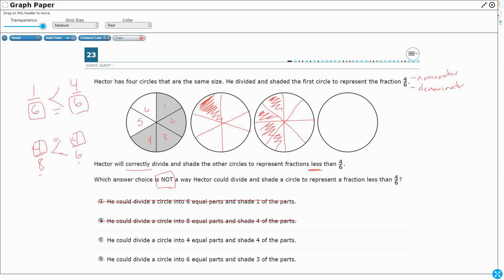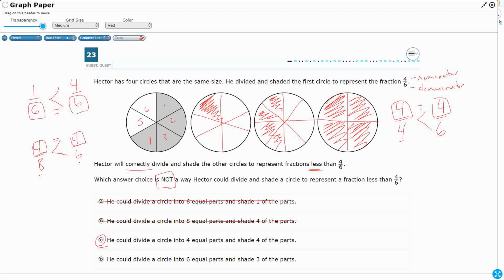Let's look at C. He could divide a circle into 4 equal parts and shade 4. Okay, so I just shaded in the whole thing. That definitely looks like it's going to be more. So 4/4, 4/6. So I've got equal numerators, right? So I can evaluate by my denominators. Are fourths smaller or less than 6? Now look, my fourths are larger than 6ths because that number is less than 6, which means it's going to be greater pieces. Remember, I'm breaking up into fewer pieces. So that looks like the answer.